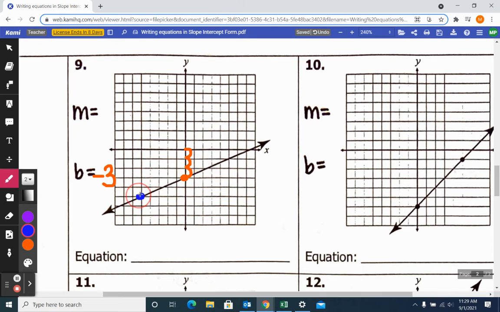Now count from the point on the left to the point on the right. So my first movement is up 2. So that's going to be +2. Then count over. 1, 2, 3, 4, 5. Does 2/5 reduce? No. So now all we got to do is write our equation. Y equals, what's your m? 2/5 x, and then your b is -3.